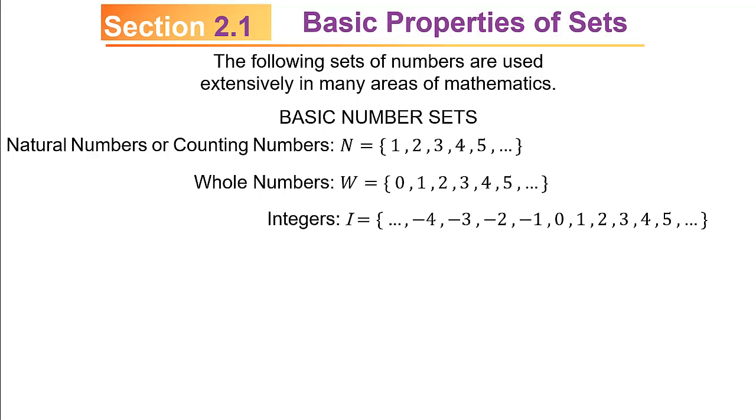Then we have the integers. We use capital I for that. And the integers, if you look in the middle at the 0, to the right you get the counting numbers. To the left of 0 you get the negatives of the counting numbers. And notice the ellipses, the dot, dot, dot in both directions. And that means the pattern continues infinitely in both directions. So the integers consist of 0, and to the right, 1, 2, 3, 4, 5, the counting numbers, and to the left, the negative of the counting numbers, -1, -2, -3, -4, and on and on.